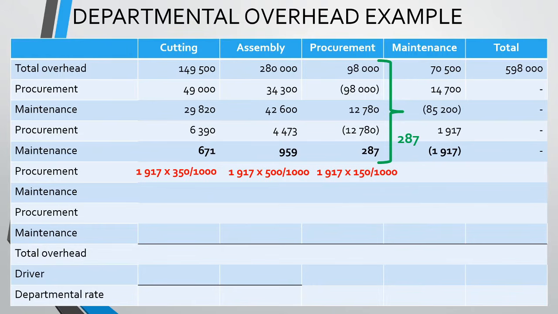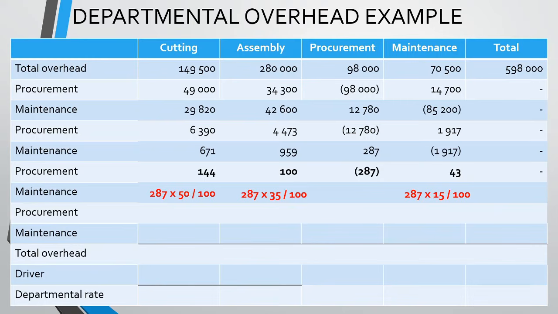So we repeat the process, allocating out our procurement department. Again, we use raw material orders to allocate our procurement department in the same proportions we have used previously. Once again, we end up with a procurement department that has no overheads in it, but the maintenance department now has a balance of 43 Rand. The amount has significantly reduced from how it began.